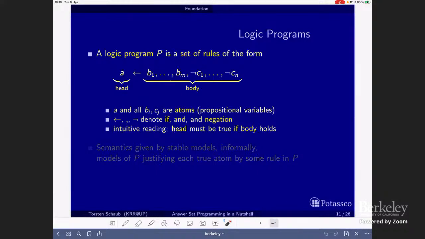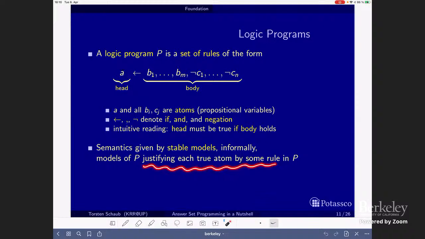Okay, now let's get a feeling for that. The semantics is given by associating stable models with a program. These are actually classical models, where this is, of course, in quotes here, where each atom that is true in such a stable model must be justified.